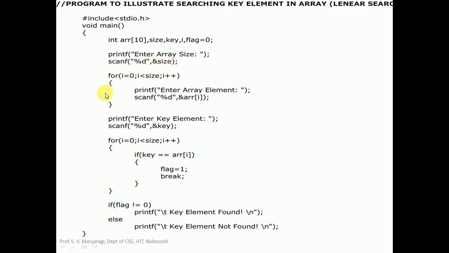Next we have to enter the array elements. Take a for loop for I equal to 0, I less than size, I plus plus. Scanf will be executing and we are reading the array elements here. That we already learned. Next enter the search key here, that is the element to be searched. So you are reading an element here which is stored into key. You are searching for the key in the array.